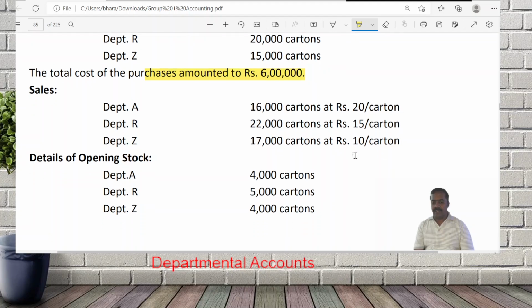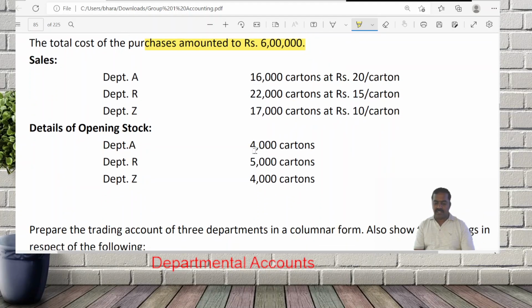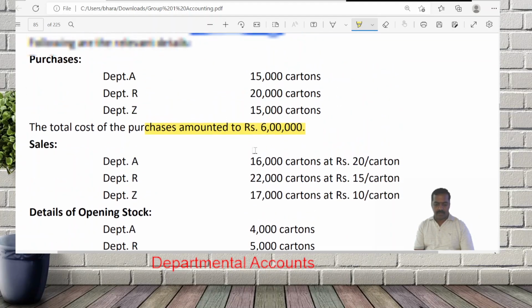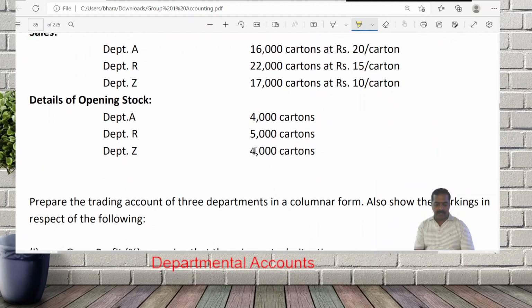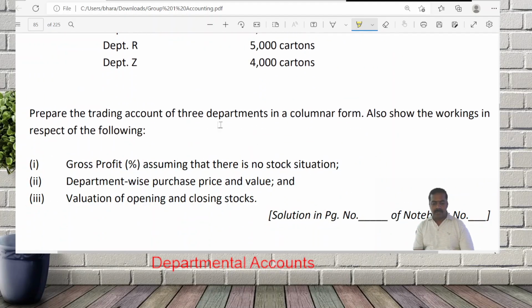20, 15, 10 and so on. Closing stock is given separately. Now prepare a departmental trading and P&L account in columnar format, and also show the working of the gross profit percentage.